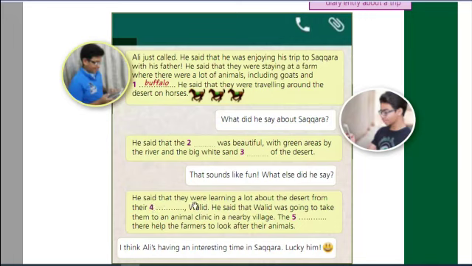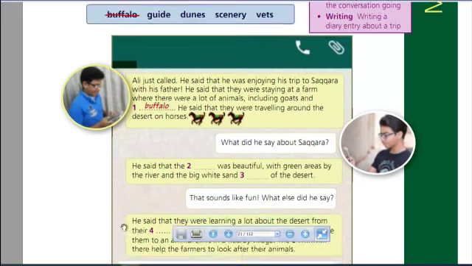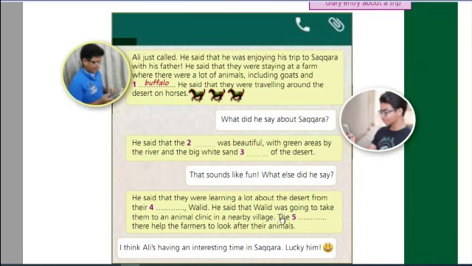He said that they were learning a lot about the desert from their Walid. The answer will be guide. He said that they were learning a lot about the desert from their guide Walid. He said that Walid was going to take them to an animal clinic in a nearby village.